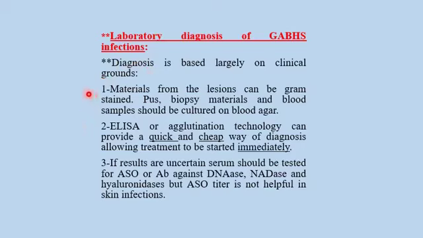First, the materials from the lesion can be gram stained. Pus and biopsy materials and blood samples should be cultured, of course, on blood agar, as we agreed. We need enriched media to grow this organism.